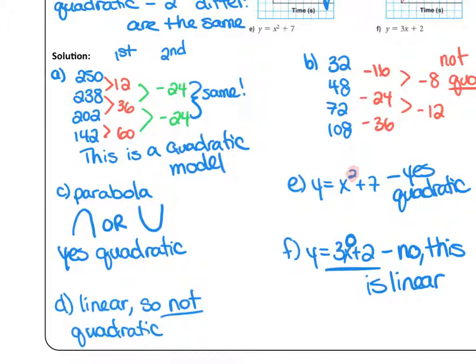If the formula or the equation has the highest exponent on its variable to be a 2, then yes, it is quadratic. If it's any other number, it is not quadratic. Let's look at one more example on the next page.